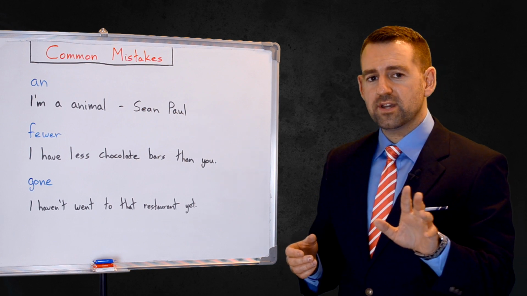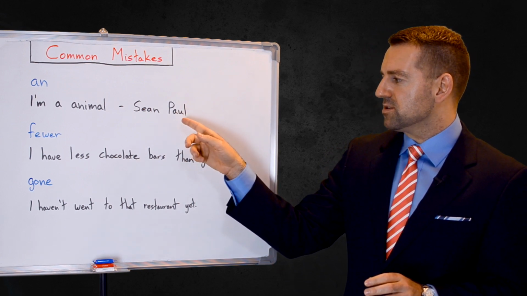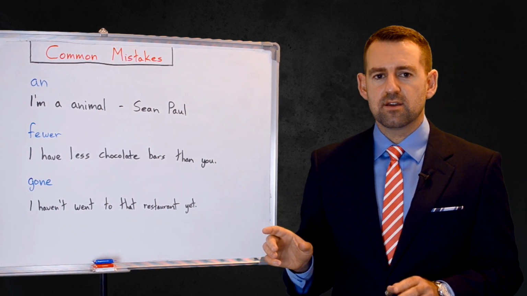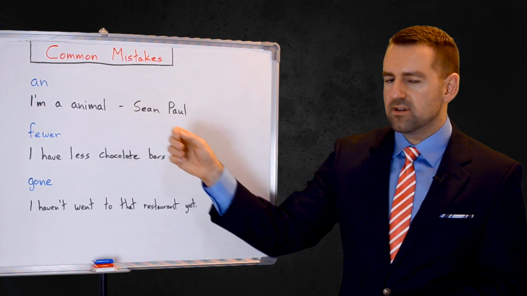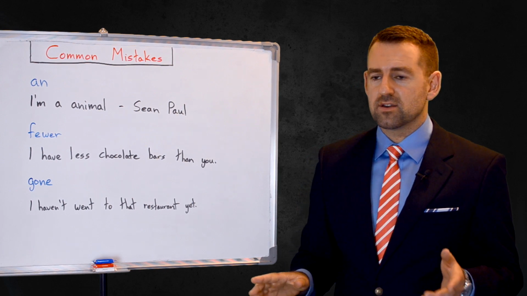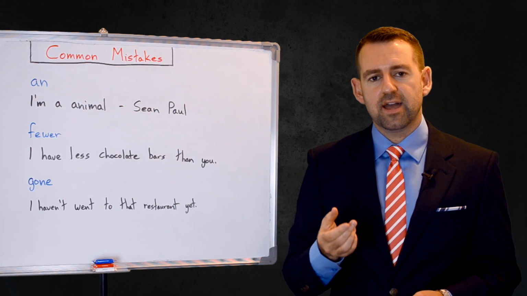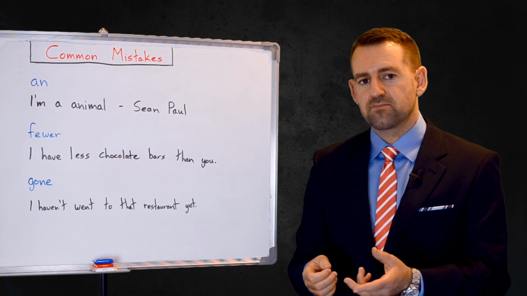Okay, one example of this is in Sean Paul's song called She Doesn't Mind. He says, I'm a animal. Okay, that's wrong, because the word animal begins with a vowel sound, a. So it should be, I'm an animal.